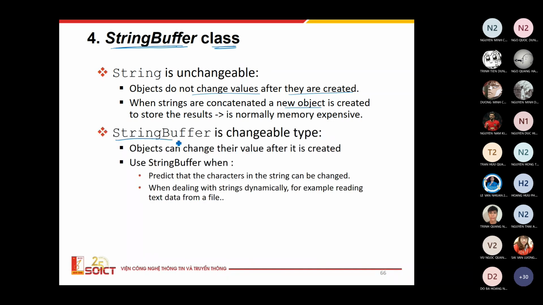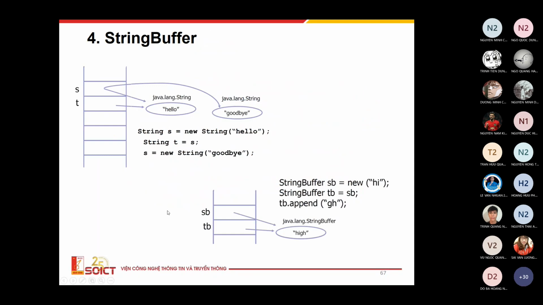And StringBuffer is another class to help you store strings, but the string here can change. That means they can change the value after creating. So you should use this StringBuffer class when you cannot predict how many characters are in the string, and you know that the string can be changed during use. You can use this to deal with the string dynamically, for example, a string you read from a file.